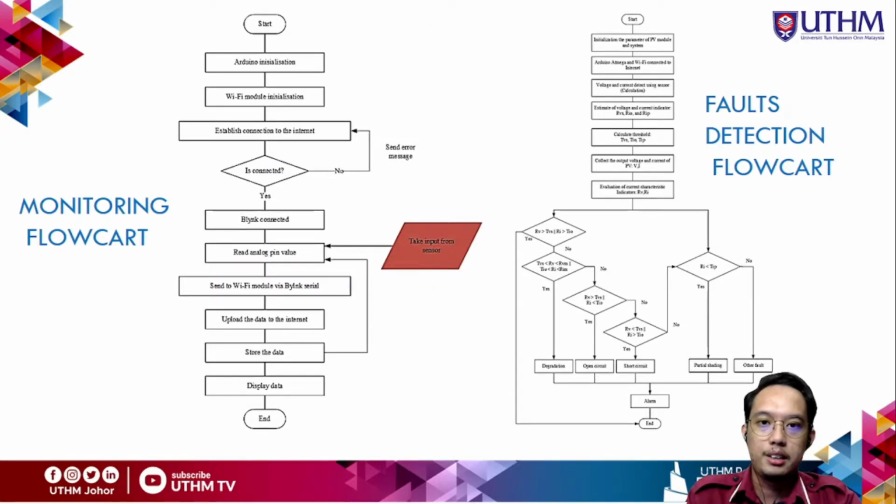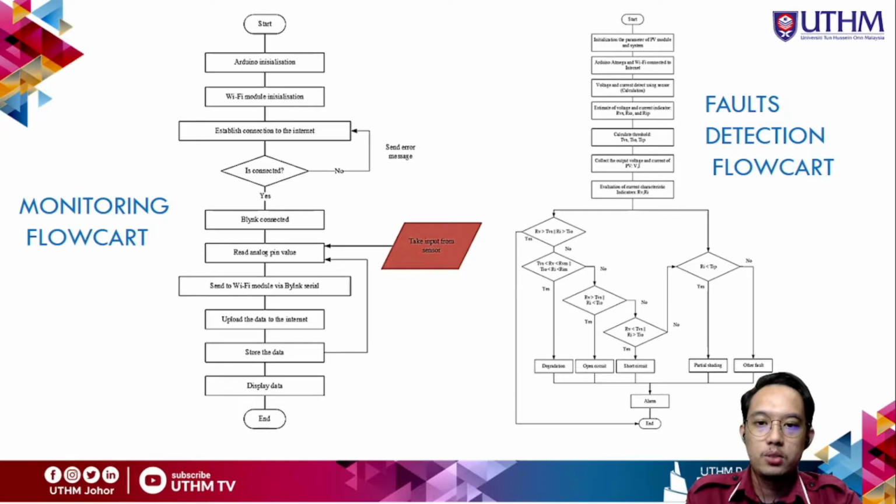So this is my second flowchart, that's for the monitoring flowchart and fault detection flowchart. For the monitoring flowchart, the Arduino will be initialized and the Wi-Fi module will be initialized, establishing the connection to the internet. And then when the Wi-Fi module has connected, the Blynk will also be connected synchronously with the Wi-Fi module.